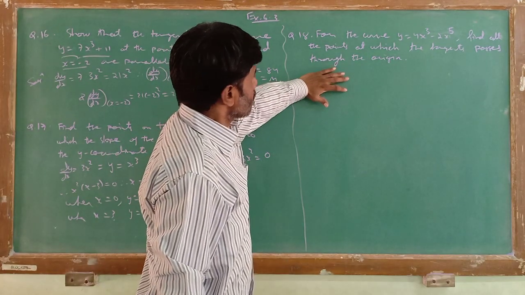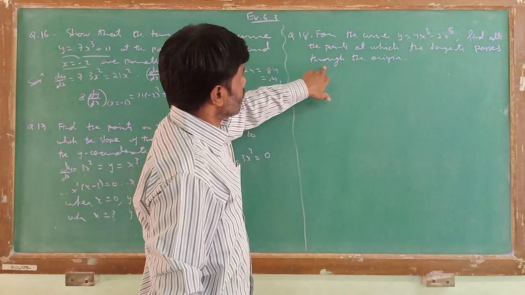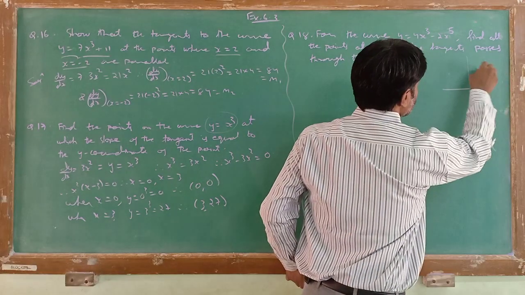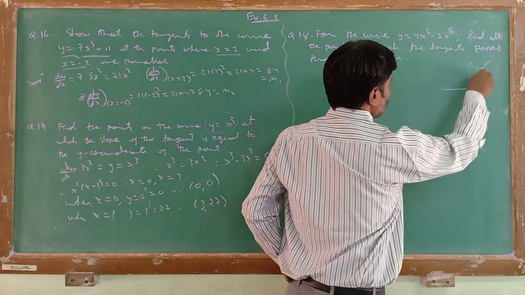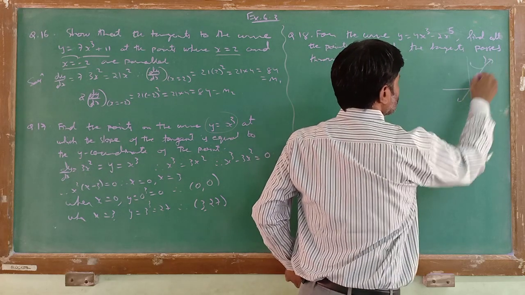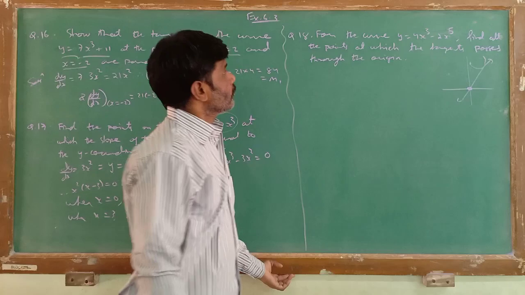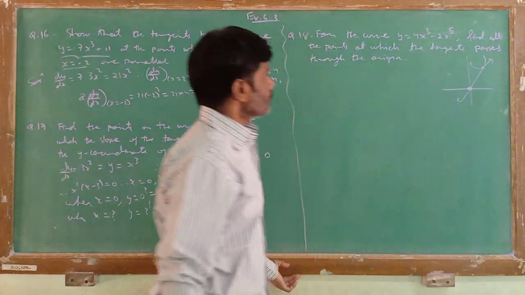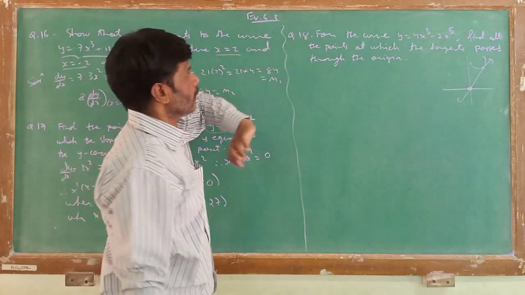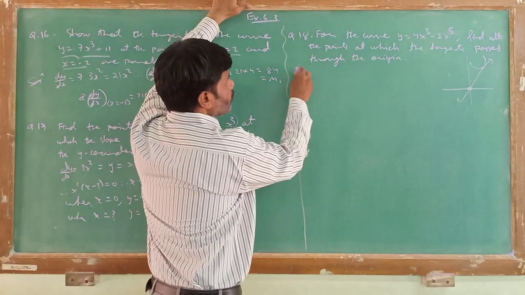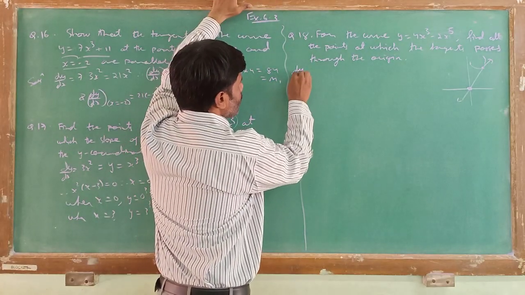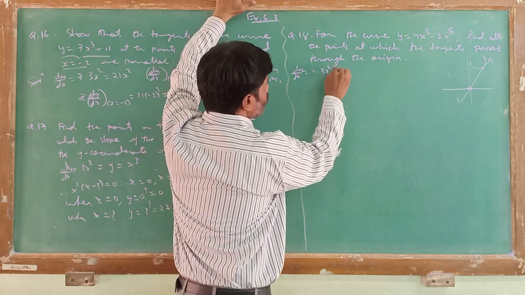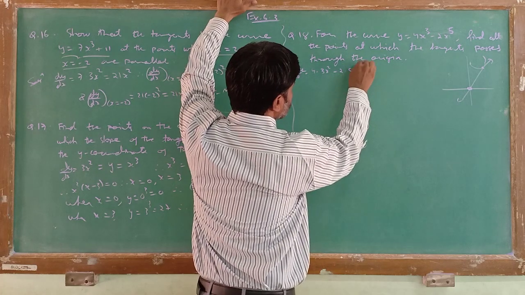Now question number 18. For the curve y equals 4x cube minus 2x plus 4, find all the points at which the tangent passes through the origin. The question is simple like this: suppose this is a curve, then this is the tangent which is passing through the origin. We want to find the points on the curve. Mark it, very important sum. First of all we find dy by dx. dy by dx is equal to 4 into 3x square minus 2 into 5x plus 4.